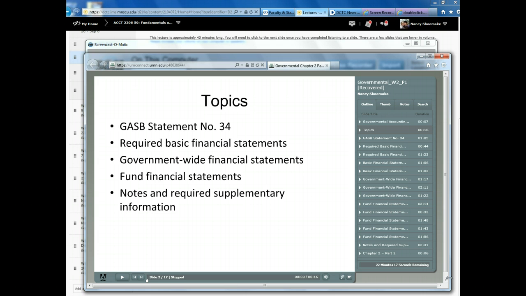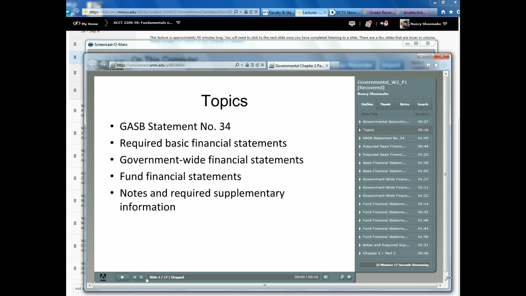Modified accrual, current resources coming in, going out. We want to account for these monies. So each of these basic funds, account funds, are going to use fund financial statements, modified accrual, money's in, money's out. Now, what two funds don't use modified accrual?